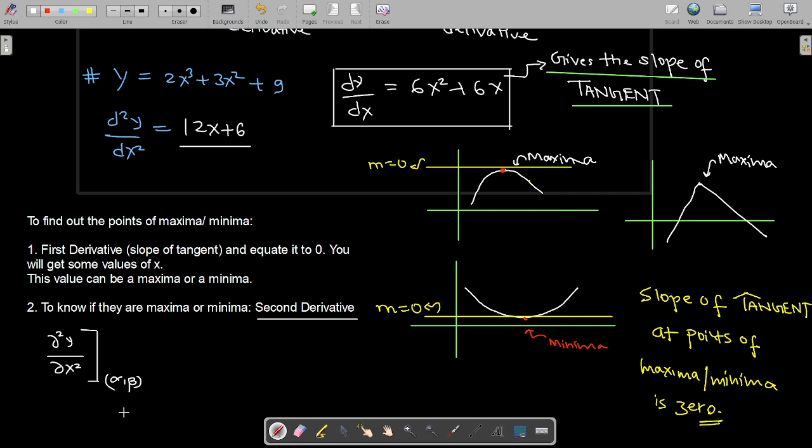Like for example, you found alpha comma beta. Now alpha comma beta can be a point of minima or maxima. To be sure about it, you calculate the second derivative and you put in the value of alpha comma beta in that second derivative and check if this thing is greater than 0 or less than 0. If it's greater than 0, it's a minima. If it's less than 0, it's a maximum.